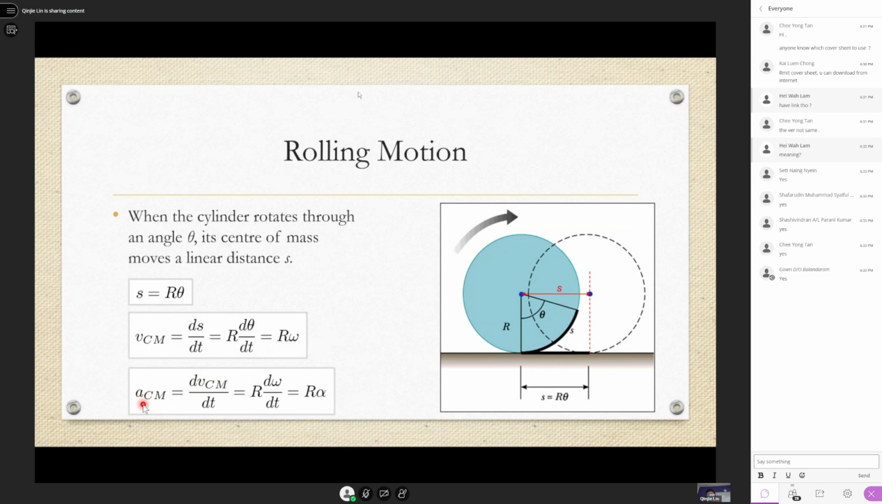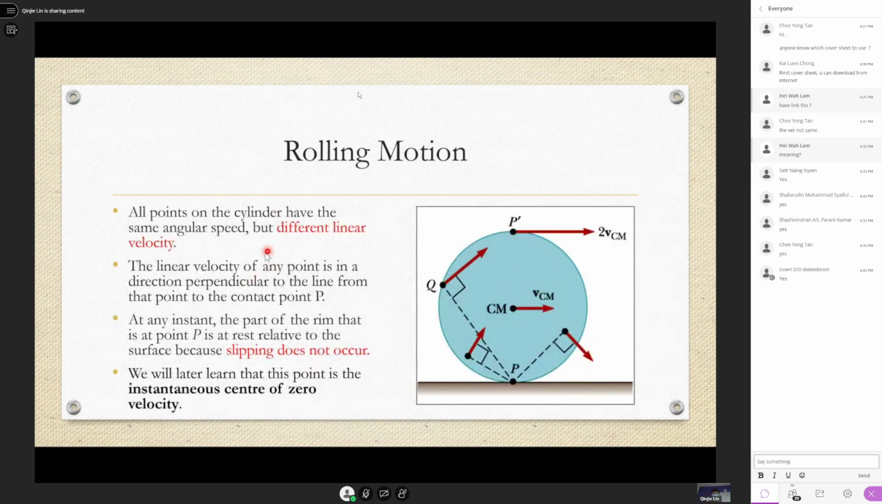Then in the same manner, to find acceleration, you differentiate your velocity. From here, V_CM equals R omega, you put it inside here again, the same steps. Then this d omega over dt is your alpha. You differentiate angular velocity, you get angular acceleration. So in the end, you get a_CM equals R alpha. So these three equations relate the quantities for the center of mass, the linear quantities, to the angular quantities for rolling motion.